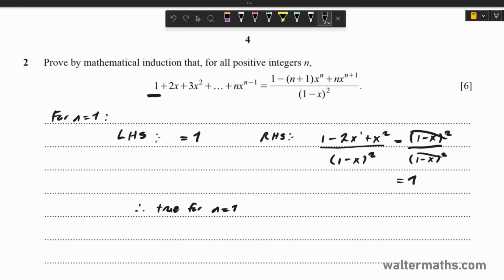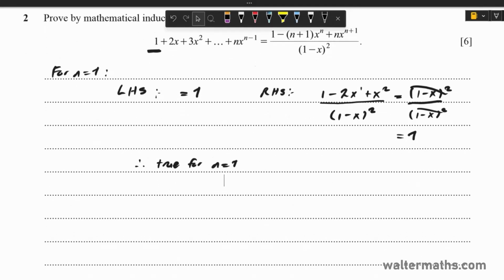Let's move on to the next part of our proving. We are going to assume true for n is equal to k.